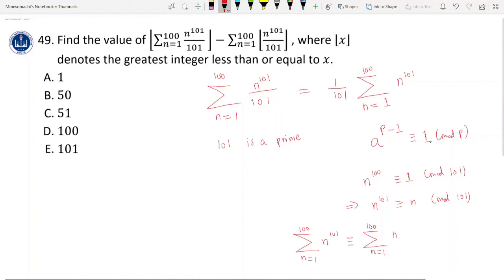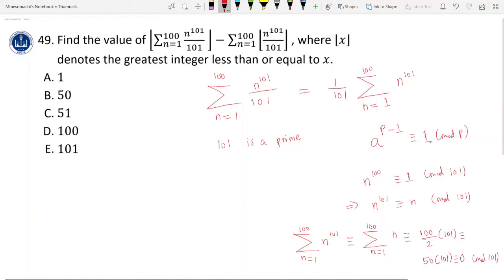And this is equivalent to, we can just find the sum of an arithmetic progression. So this is the sum of the first 100 integers, because there are 100 terms. So 100 over 2 times 100 plus 1, which is equivalent to 50 times 101, which is congruent to 0 mod 101.